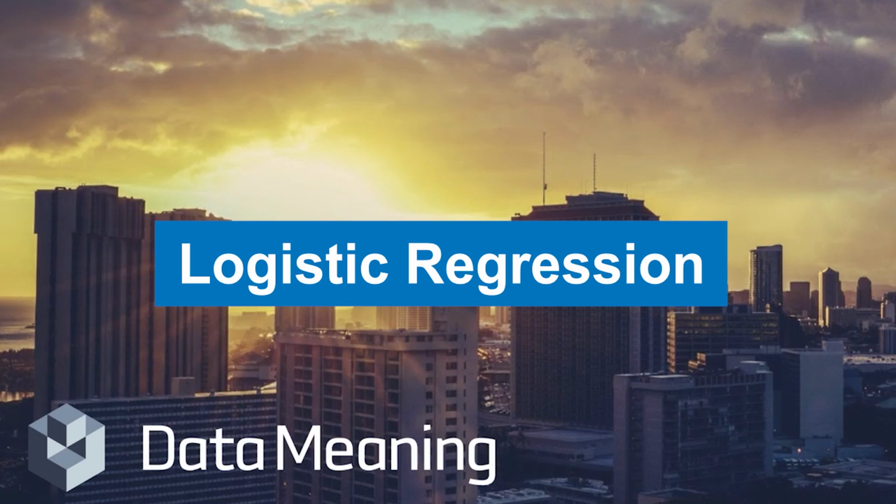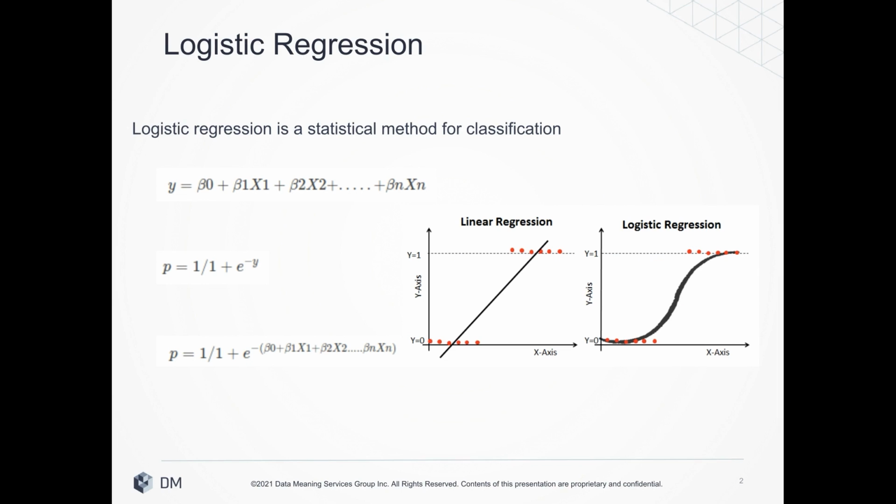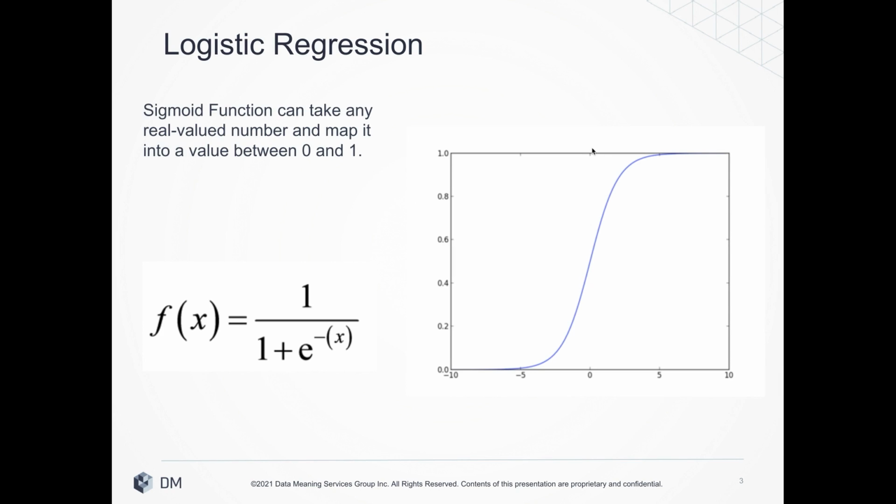Today we're going to talk about logistic regression. Logistic regression is a statistical method for classification, and it's an extension of linear regression where we use the same equation used in linear regression and plug it into a transformation function that maps our continuous value into a discrete one between 0 and 1, which is a probabilistic estimation of the classes of prediction we might have. This transformation function has the form of a sigmoid function that can take those values and map them into a value between 0 and 1.